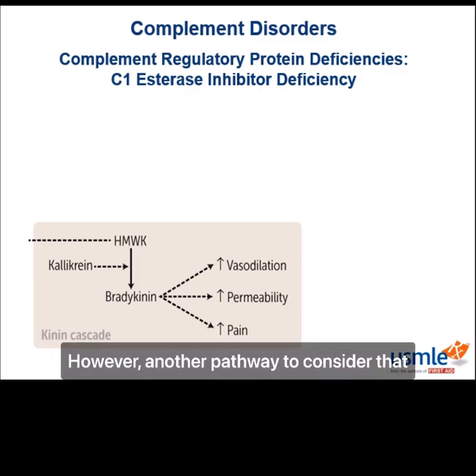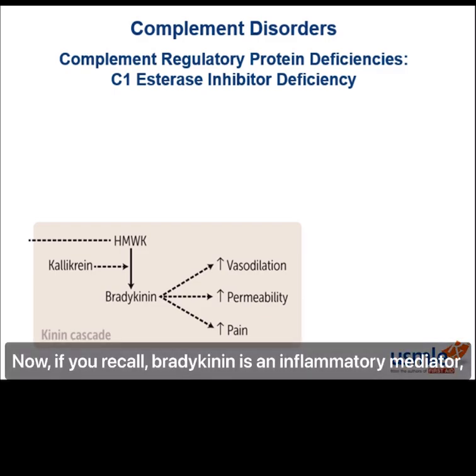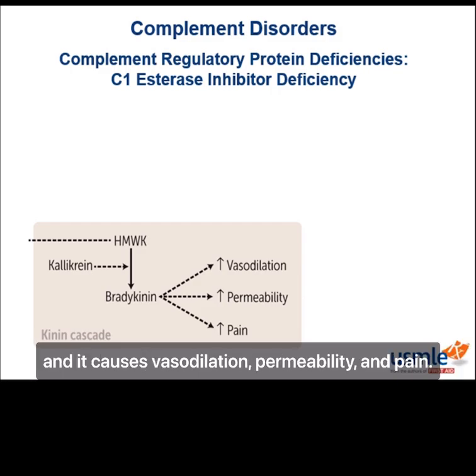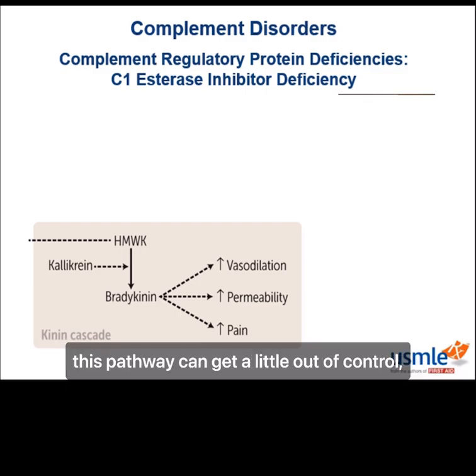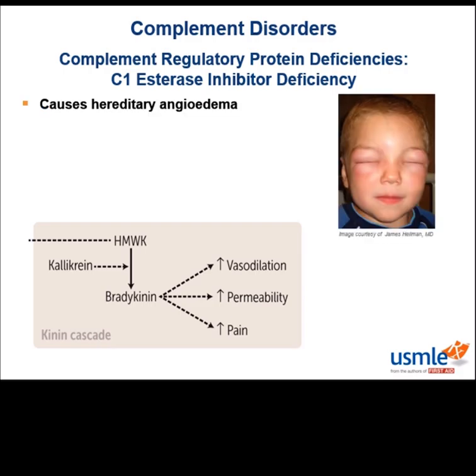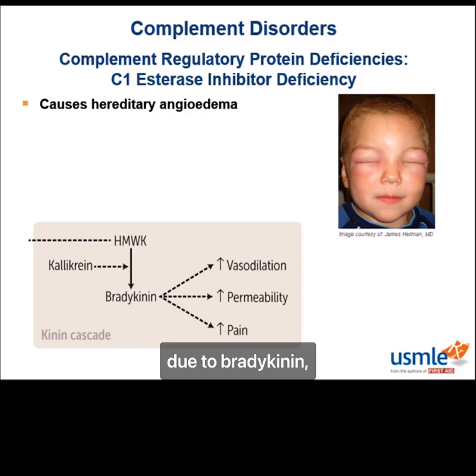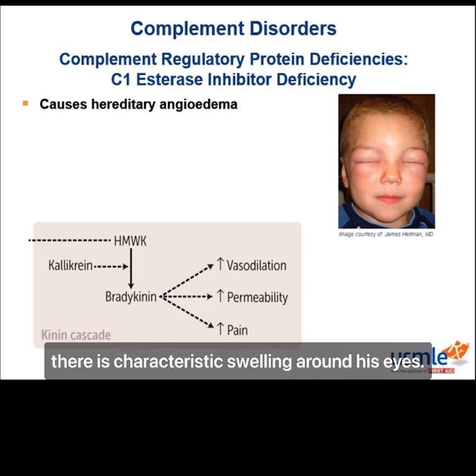However, another pathway to consider that is closely linked to complement is the activation of bradykinin. Now, if you recall, bradykinin is an inflammatory mediator, and it causes vasodilation, permeability, and pain. So if we have a deficiency in C1 esterase inhibitor, this pathway can get a little out of control, and it can lead to a condition known as hereditary angioedema. In this image, you can see the inflammation and how because of increases in permeability due to bradykinin, there is characteristic swelling around his eyes.